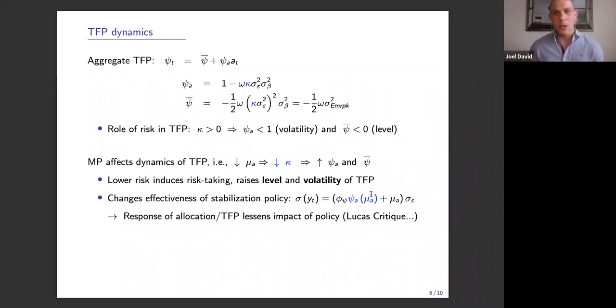And what's going on here is what I think is a type of Lucas critique that says we typically think about TFP as being exogenous when we're setting monetary policy, but in this framework, it's not the case. And in fact, volatility of TFP moves in the opposite way as the stabilization policy itself.